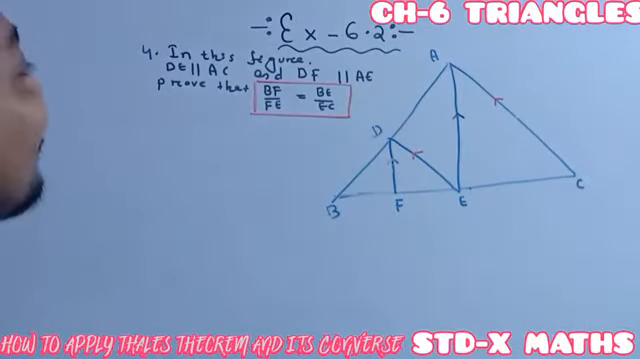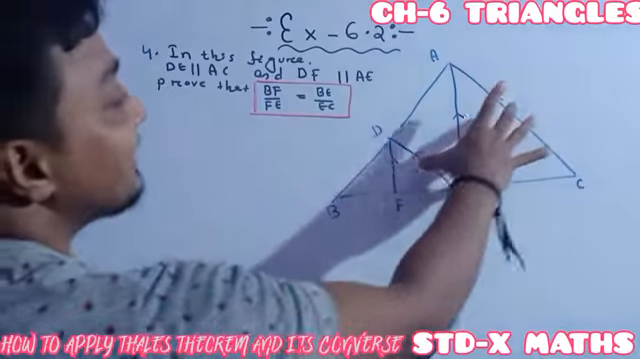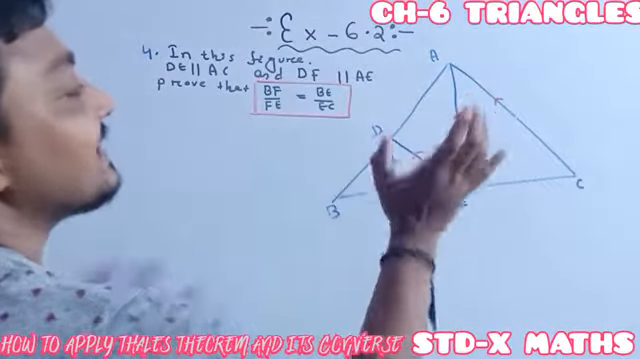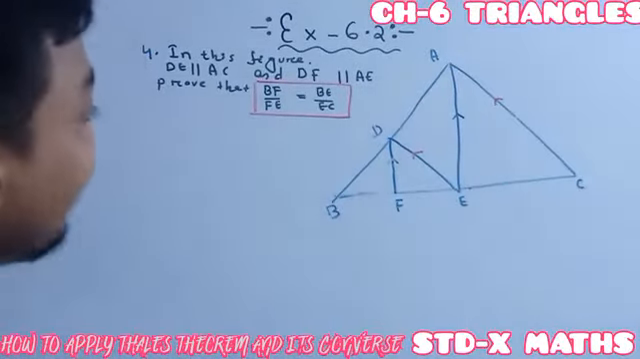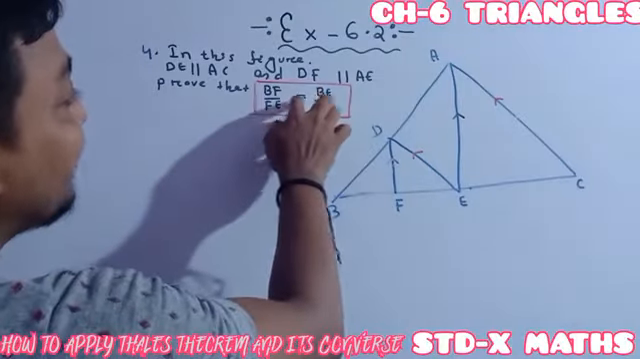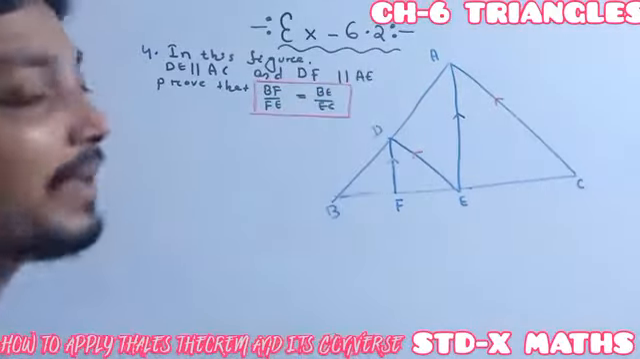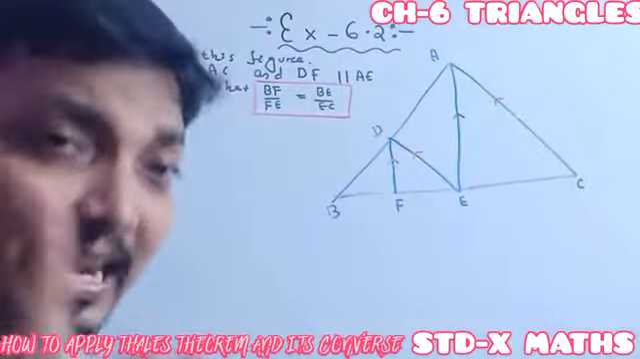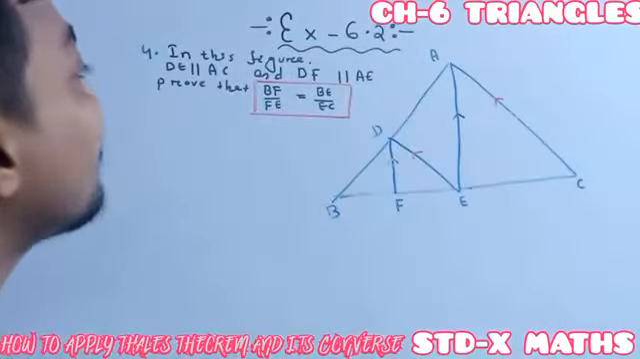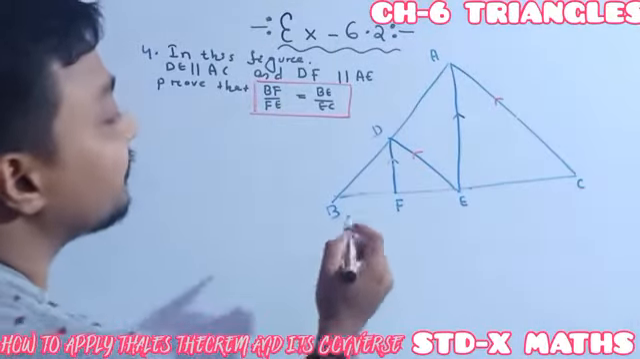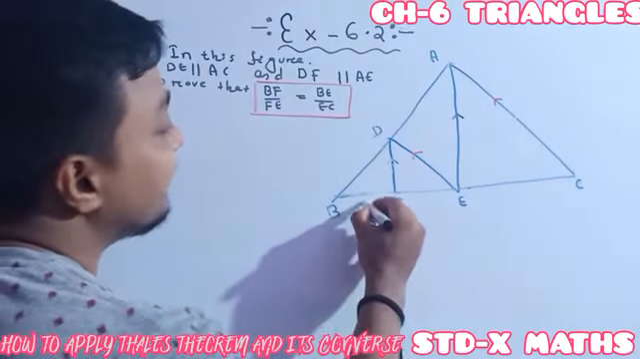Here this line is parallel, and this line is also parallel. And you have to show that this one divided by this one must be the same as this one divided by this one. I will tell you the important things. You just have to find out where BF is. Where is BF? BF is here.